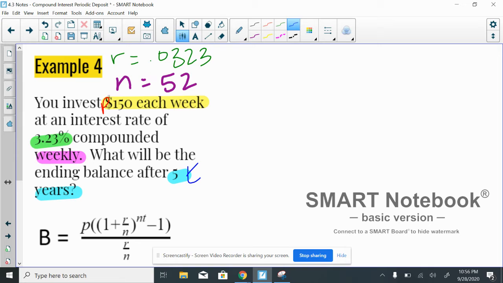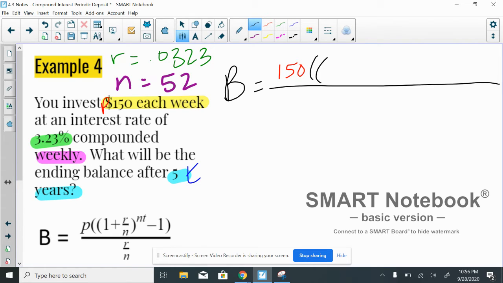If I were you, I would probably write P equals 150, R equals, N equals, T equals all the way down. Okay, now we're going to plug into our nice little formula. That ending account balance for a periodic deposit looks so lovely. We're going to have that periodic deposit amount, in this time it's $150, and then open up 2 parentheses after that and put in our 1 plus R over N.